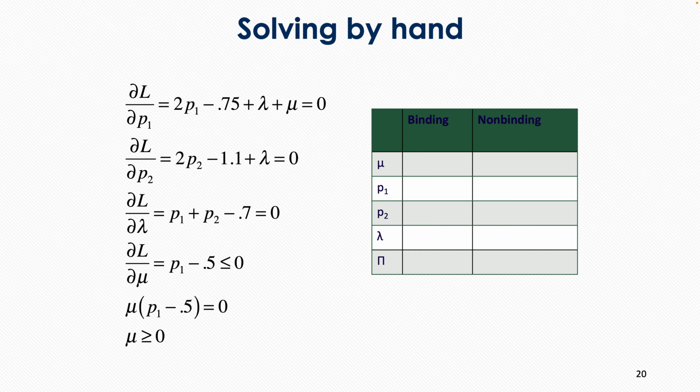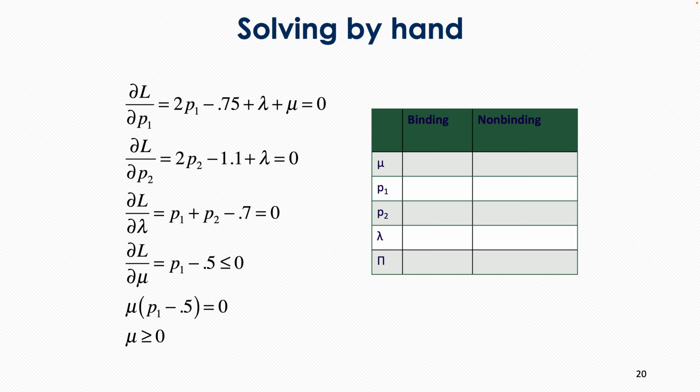And in fact, you will actually come up with two sets of values. One where you have a binding and one where it's non-binding. And so that's the case where P1 is equal to 0.5 or where P1 is less than 0.5. Okay, and so when I have two sets of values for mu, P1, P2, and lambda, how do I know which one is the right set to use?